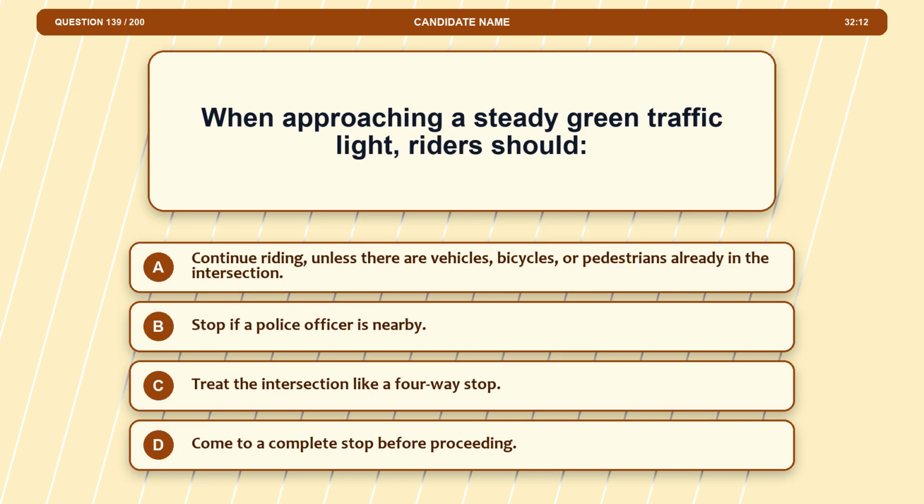Question 139. When approaching a steady green traffic light, riders should: Option A. Continue riding, unless there are vehicles, bicycles, or pedestrians already in the intersection. Option B. Stop if a police officer is nearby. Option C. Treat the intersection like a four-way stop. Option D. Come to a complete stop before proceeding.